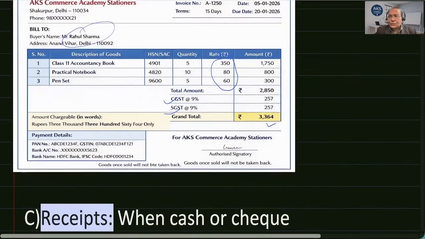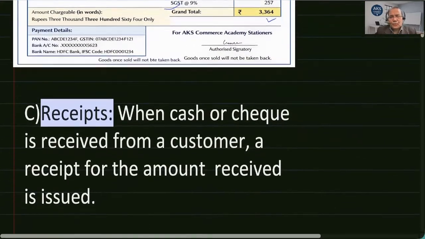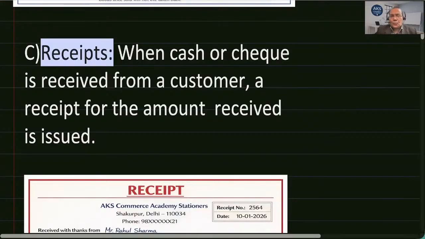Now we have understood the cash memo, we have understood invoices. Now let's say receipt. When cash or a check is received from a customer, a receipt for the amount received is issued. So when cash is received, there is a receipt. Supposing we have sold goods to XYZ, after some time or as per the agreed term, he has paid us the cash or check.